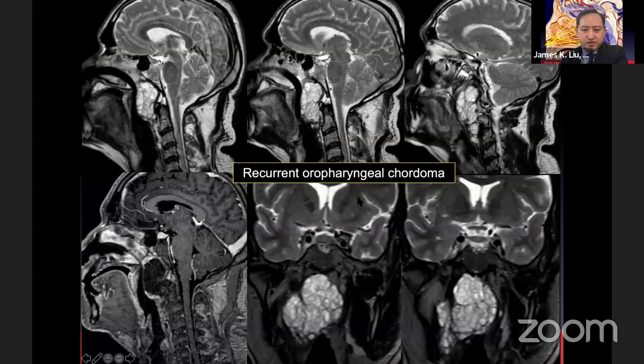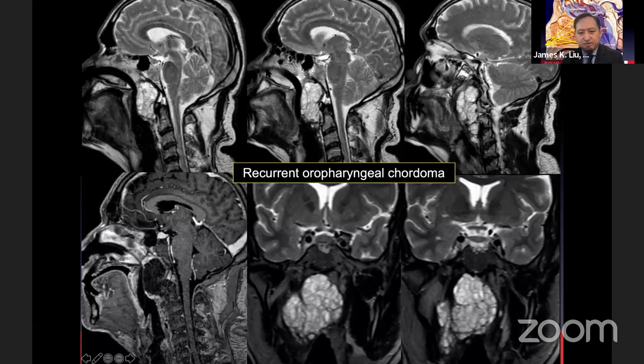Here's another example of a chordoma. This is a lower chordoma in the craniocervical junction. This was resected by an ENT surgeon transorally. And unfortunately, the patient did not get proton radiotherapy, and this recurred within a year. But notice the T2, how there's T2 signal along the anterior longitudinal ligament. This is tumor seeding by the chordoma, which is very classic of recurrences.